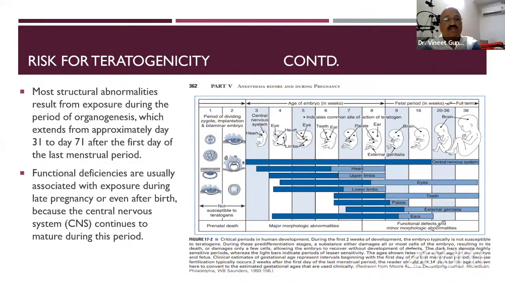Most structural abnormalities result from exposure during the period of organogenesis, which extends from approximately day 31 to 37. That means almost 9, 10 weeks, that is the most susceptible period for perioperative anesthetic. Functional deficiencies are usually associated with exposure during late pregnancy or even after birth, because the central nervous system continues to mature during this period.